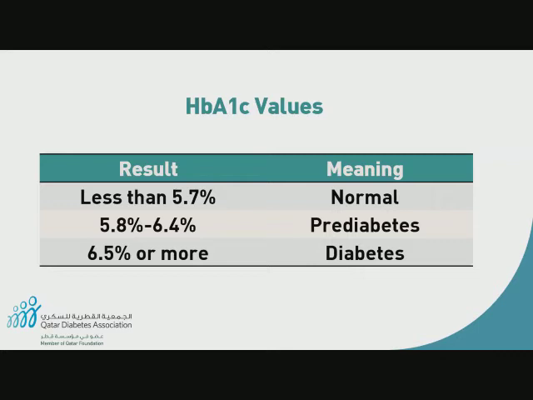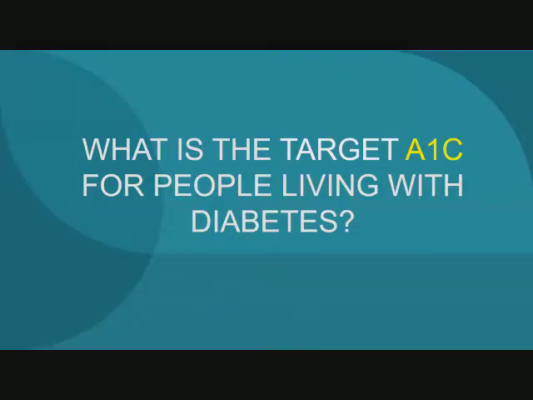Okay, if a person is more than 6.5 and is diagnosed with diabetes, and is going every 3 months for a follow-up, what is the target A1C for people living with diabetes? This is going to be our first question. You will see the question on your screens now, and let's see your answers. You can vote now. What is the target HbA1c level for people with diabetes? Is it 7%, 9%, 12%, or 14%?